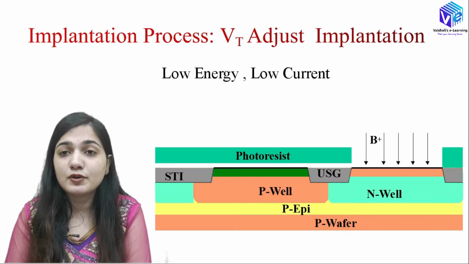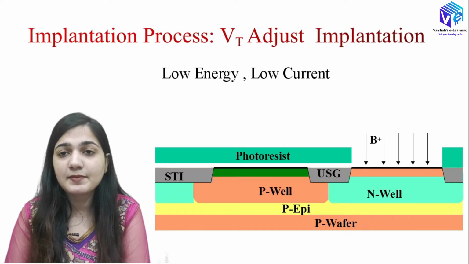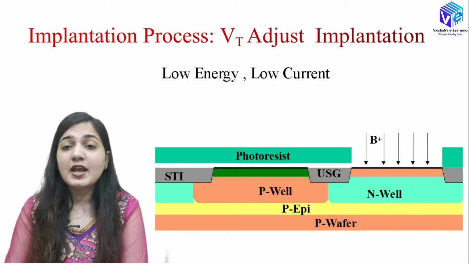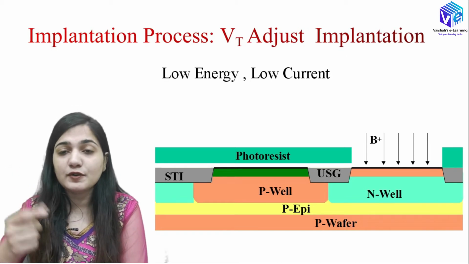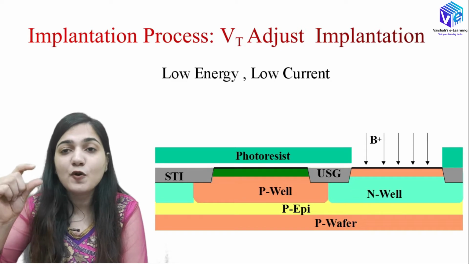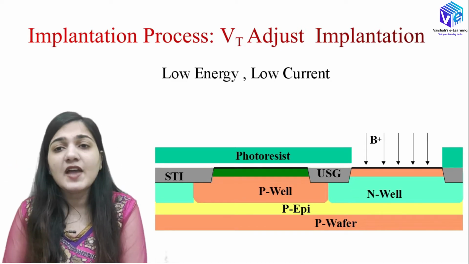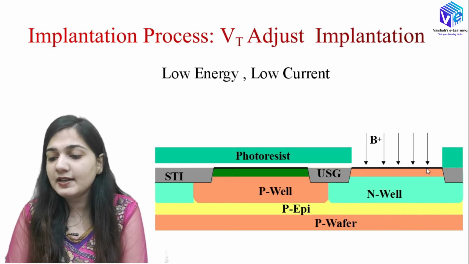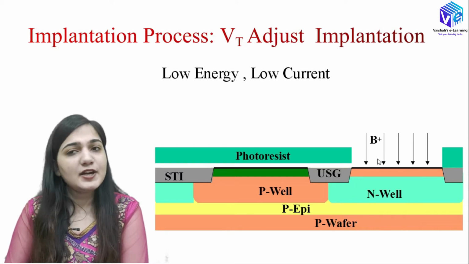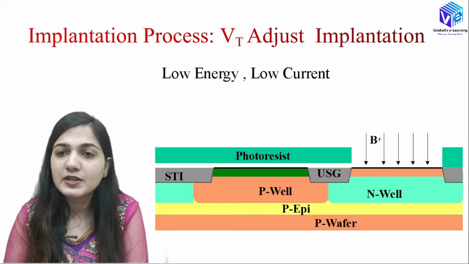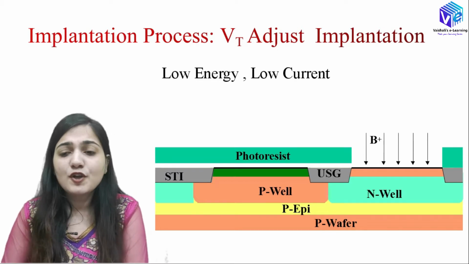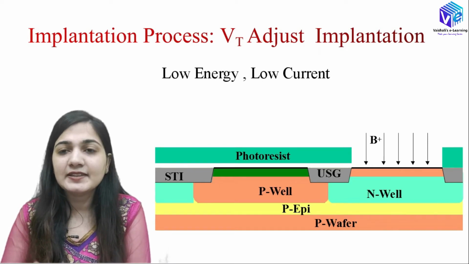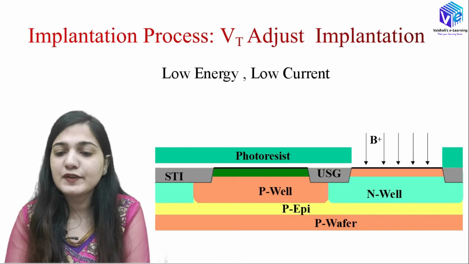Now coming to the threshold voltage adjust implantation. In the VT adjust implantation I am using low energy and low current. Why am I using low energy? Because the depth is not more. It is a very thin doped region, a thin layer of the doped area that we are forming. You can see it here, we have a very thin layer, and for that I am using low energy. It should not be a very highly doped region, it could be a lightly doped region also. So for that I am using low current. Now this is also clear, why in the VT adjust implantation I am using low energy and low current.